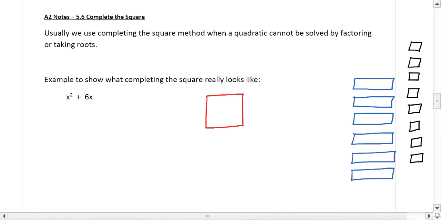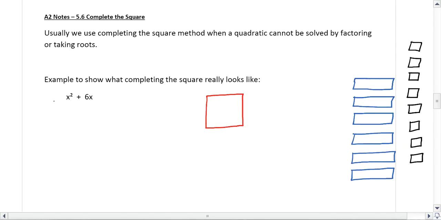So we're going to start this video by doing a little review from Algebra 1 because it's been a while since you've done any completing the square problems. We use the completing the square method when a quadratic cannot be factored and we can't solve it by taking roots because we have an x term. So this is just another method that we're learning in all the different ways to solve quadratics.